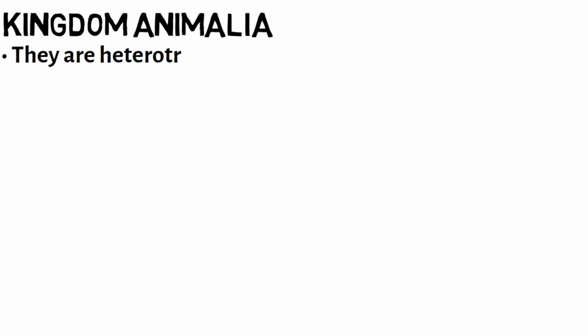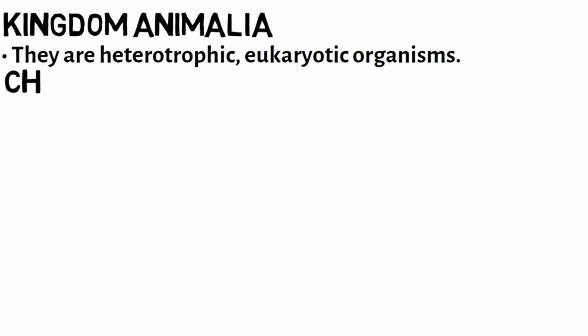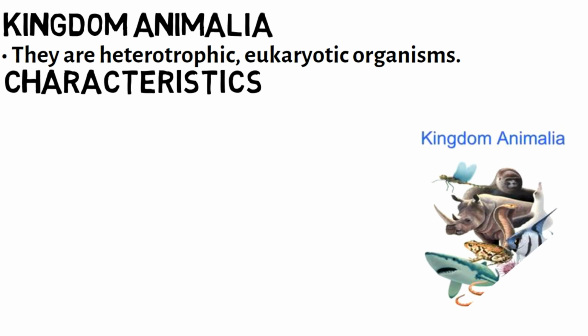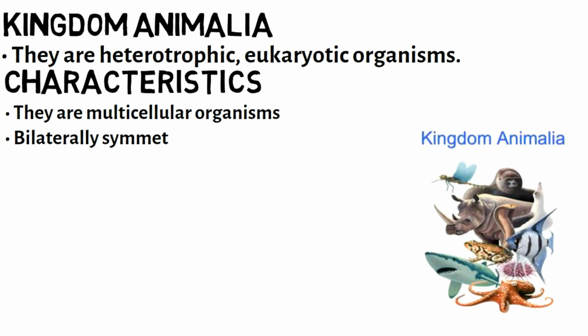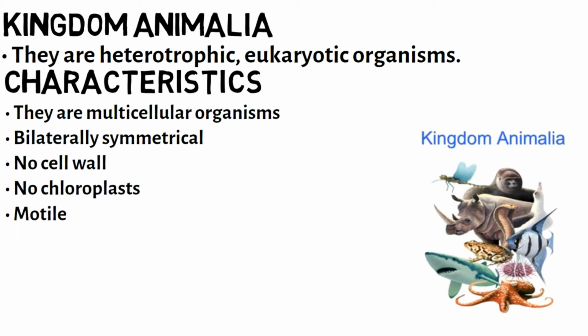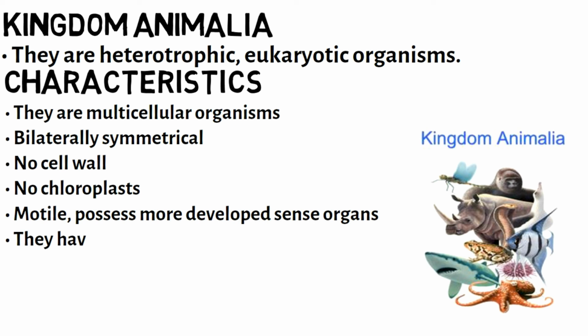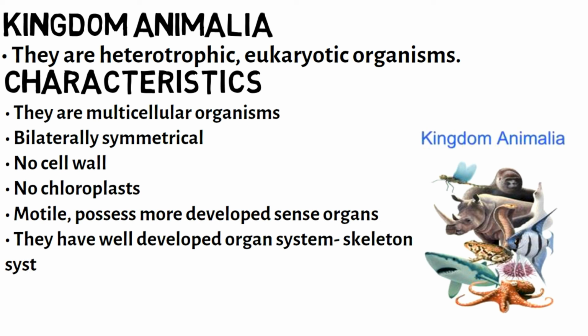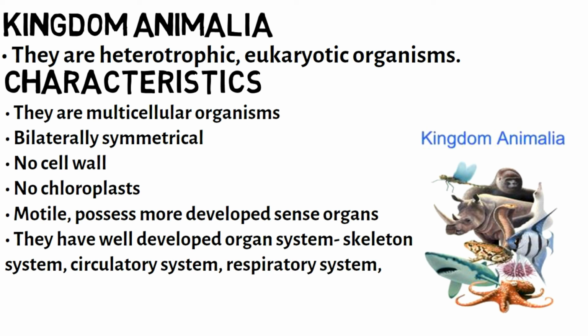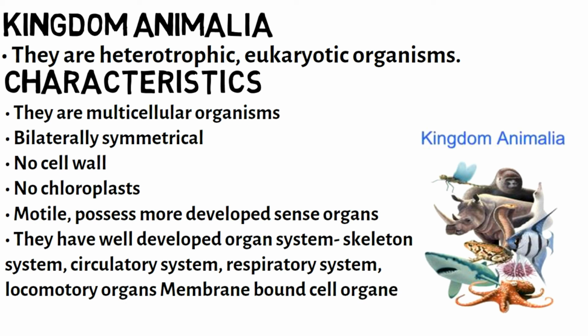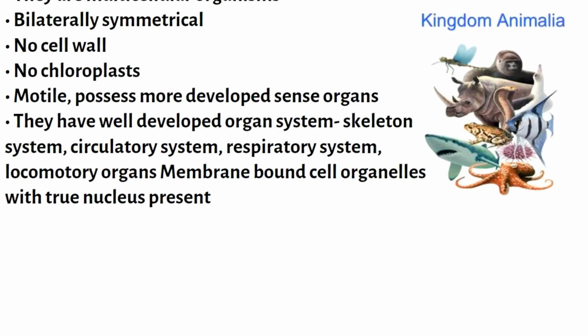Kingdom Animalia. They are heterotrophic, eukaryotic organisms. Characteristics: they are multicellular organisms, bilaterally symmetrical, no cell wall, no chloroplasts. Motile, possess more developed sense organs. They have well-developed organ systems: skeleton system, circulatory system, respiratory system, locomotory organs, and membrane-bound cell organelles with a true nucleus present.